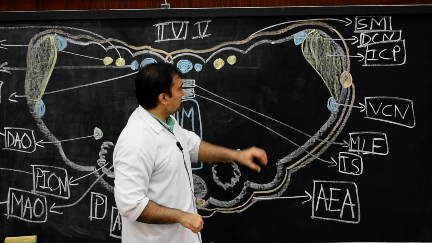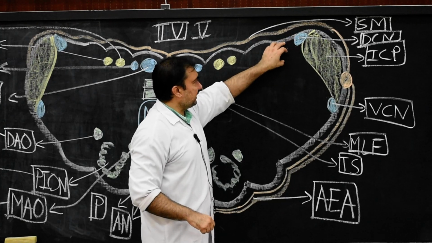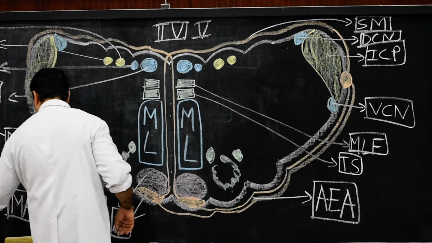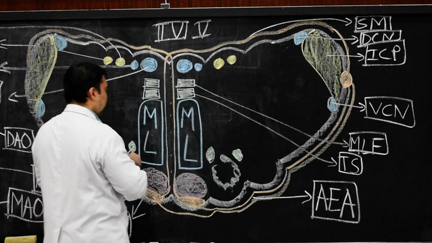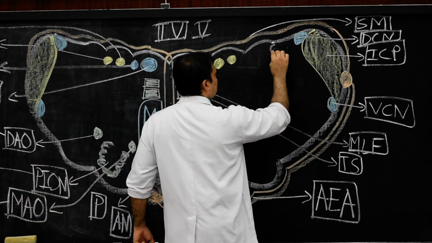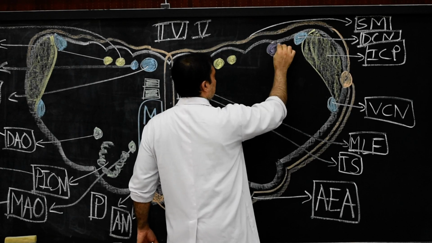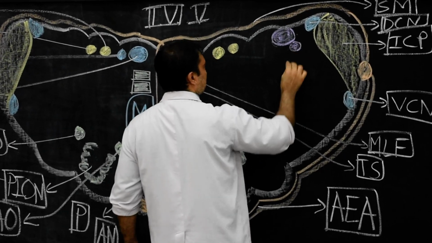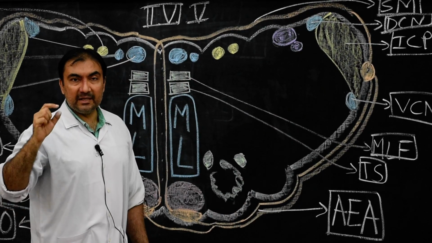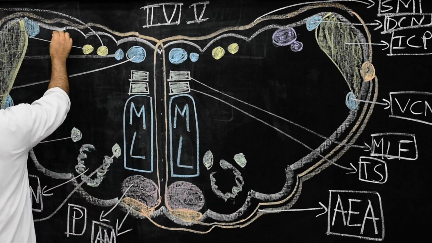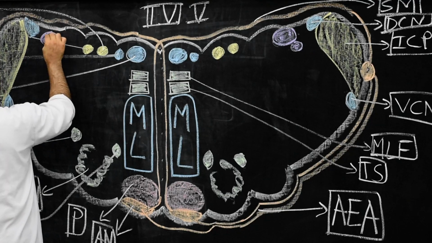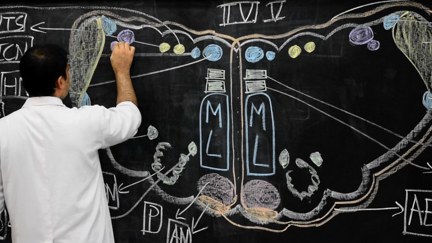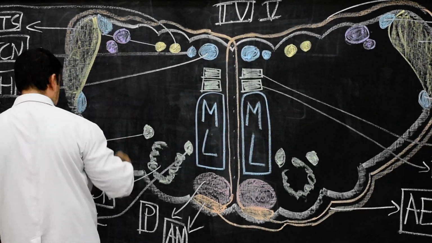Then we come to the vestibular area. Just next to the dorsal cochlear nuclei, we have the vestibular area, and that vestibular area I will show with this violet color. It will have two nuclei of the vestibular group, the medial vestibular nucleus as well as the inferior vestibular nucleus. So medial and inferior vestibular nucleus.